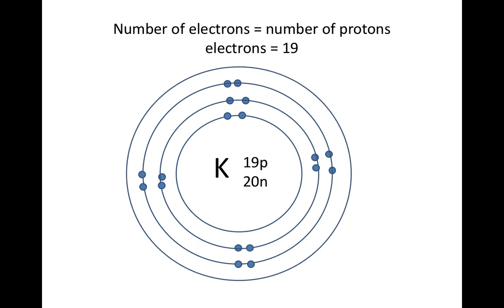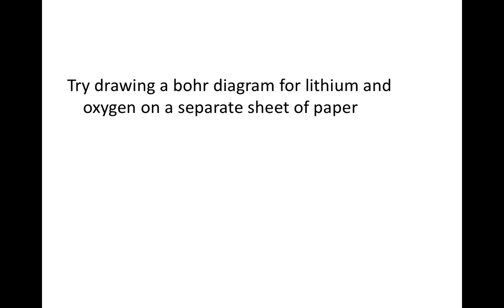So we draw the final shell. The final shell holds 18, but we don't draw all 18. We just fill it up with the 1 electron that's left over. So if you count up all the electrons, it equals 19. And if you filled the shells correctly, then you've done it correctly.